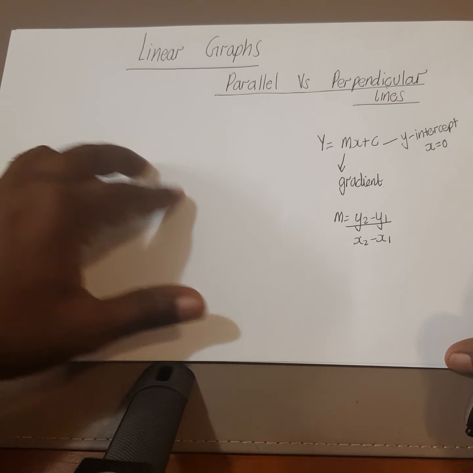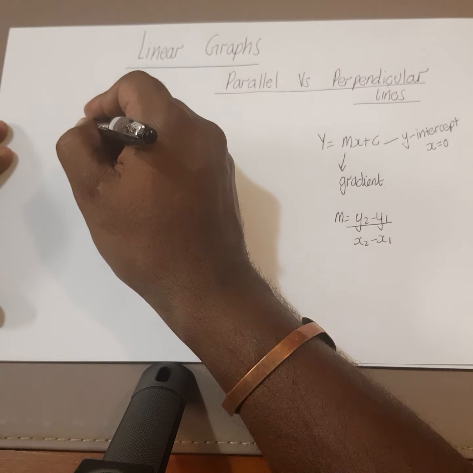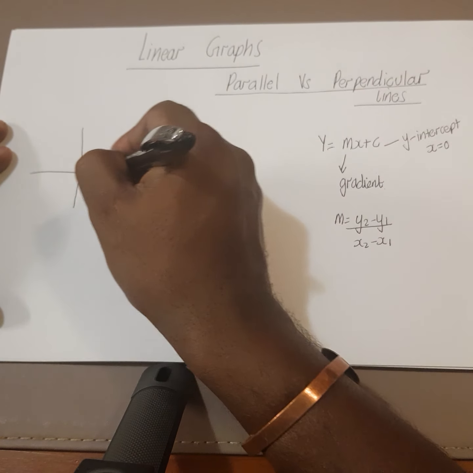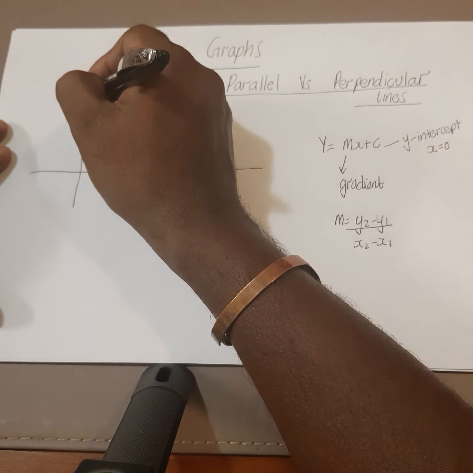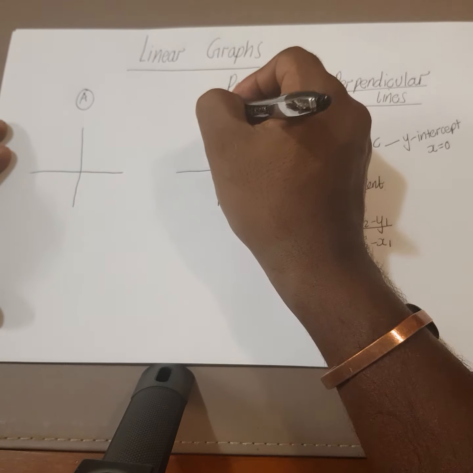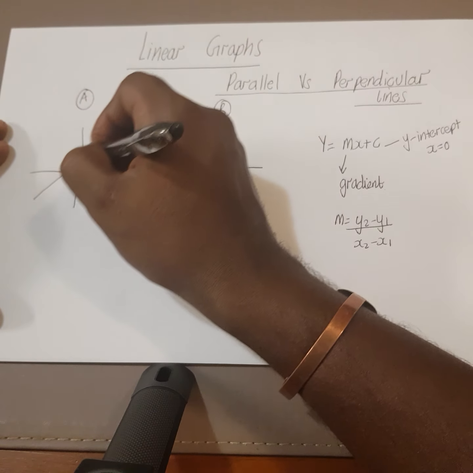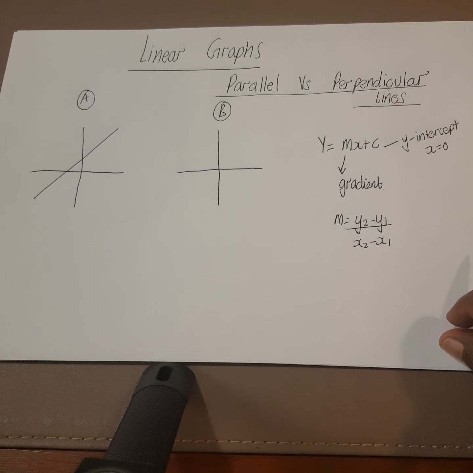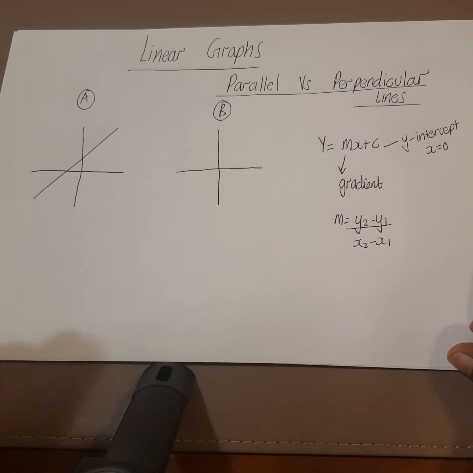Before I look into the gradient, let's draw a simple sketch. We've got two simple graphs here, let's say A and B. Now suppose I draw a straight line like that. We know that is a straight line of the form y equals mx plus c. How do we know if another line is parallel?